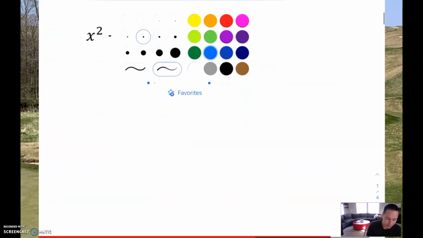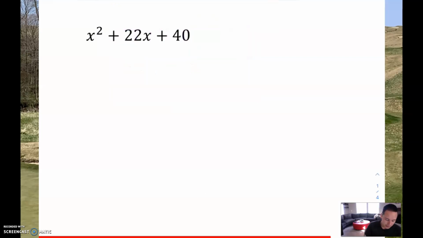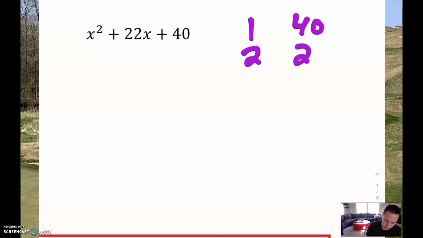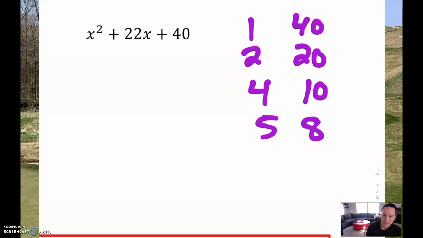Again, this one involves all positive numbers, so we're just looking at adding. So we're going to look at what numbers could somehow multiply and make a 40. So 1 and 40, 2 and 20. 3 doesn't work, but we could do 4 times 10. And lastly, we have a 5 times 8. So there's 4 different sets of numbers that could make a 40. Now we go through and we find out which one could add up to make a 22. I think you probably already know which one, but let's just figure it out.